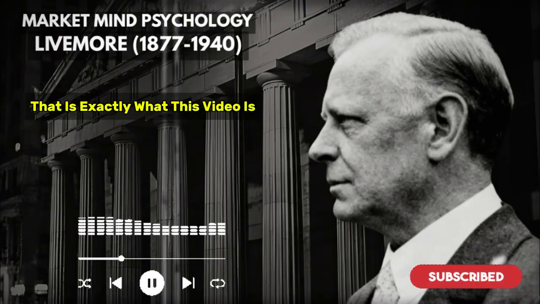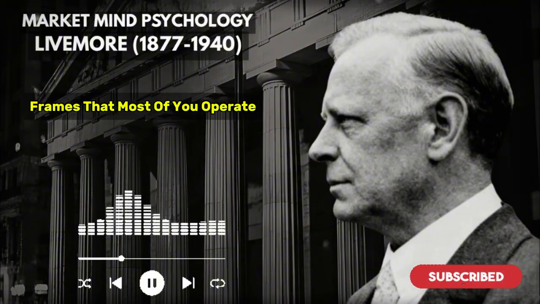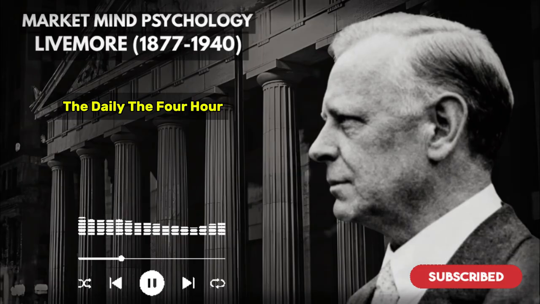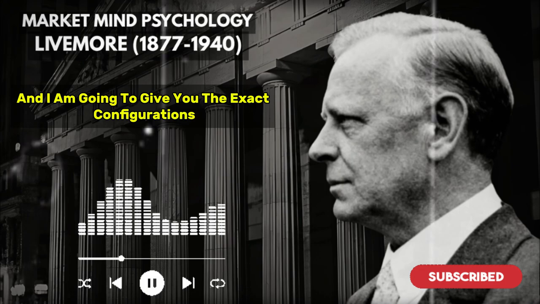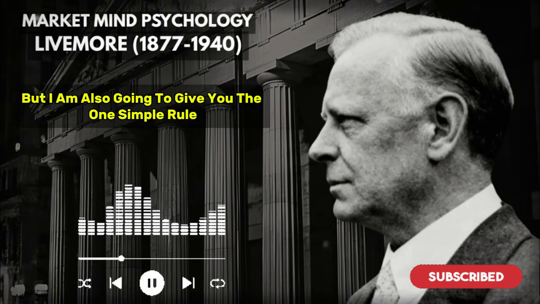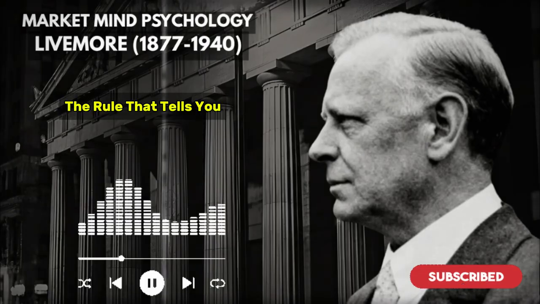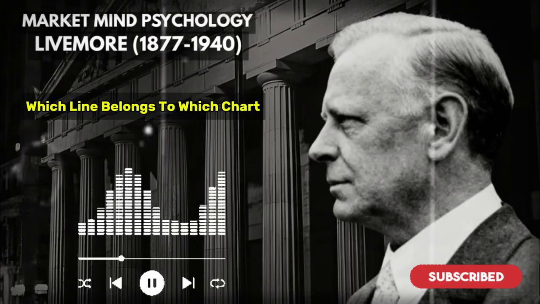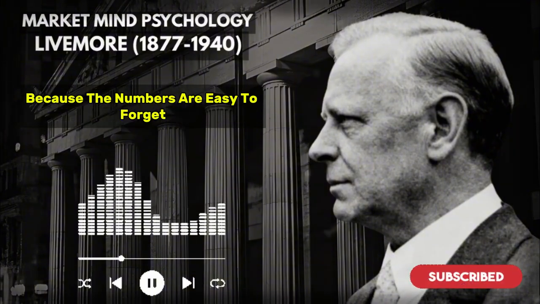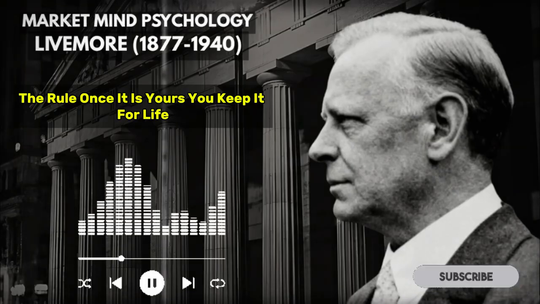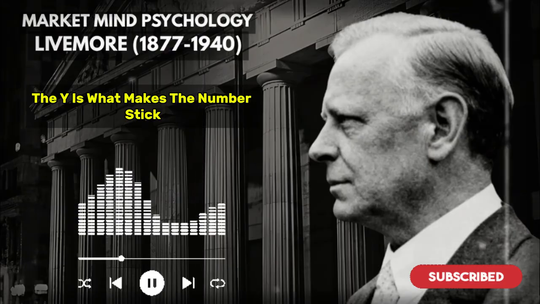That is exactly what this video is. I am going to walk with you through the 4 time frames that most of you operate. The daily, the 4-hour, the 1-hour, and the 30-minute. And I am going to give you the exact configurations for each one. But I am also going to give you the one simple rule that sits beneath all of them. The rule that tells you which line belongs to which chart, and exactly what job it is doing there. Because the numbers are easy to forget. The rule, once it is yours, you keep it for life. So stay with me through the why. The why is what makes the number stick.